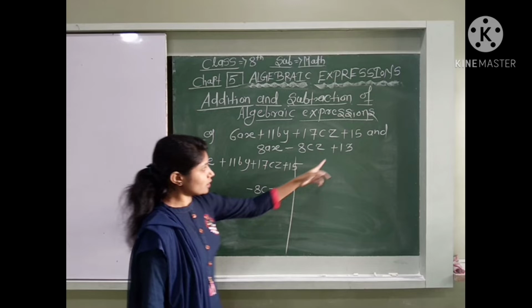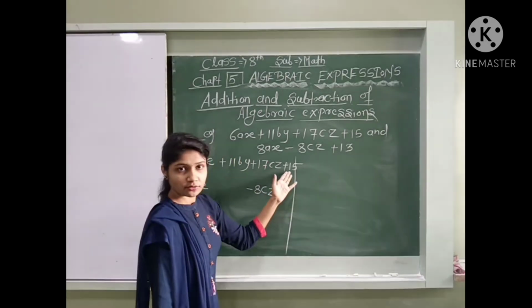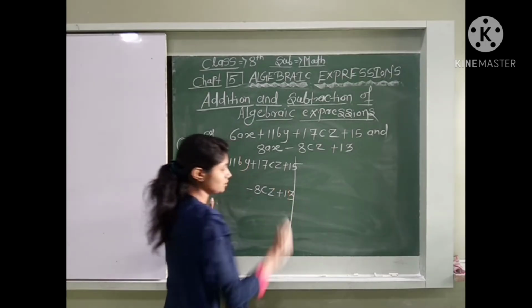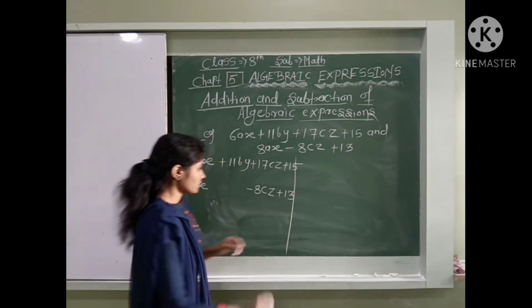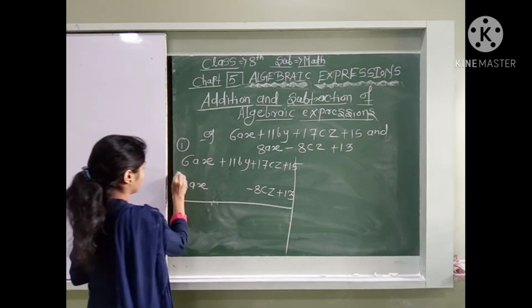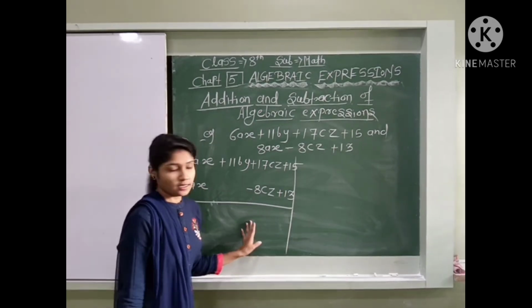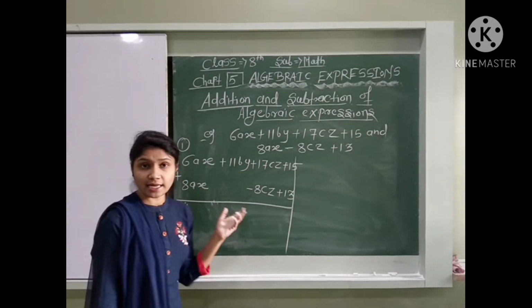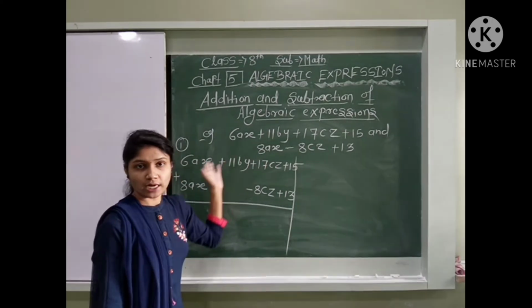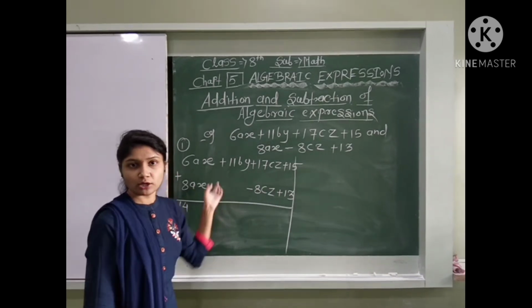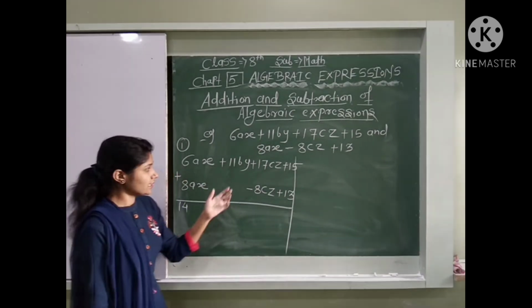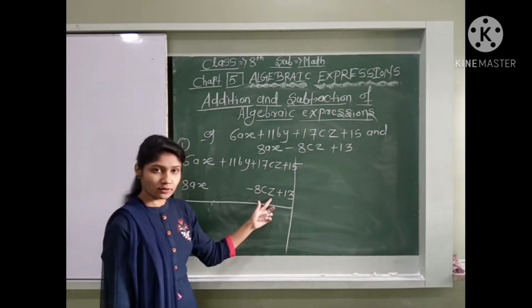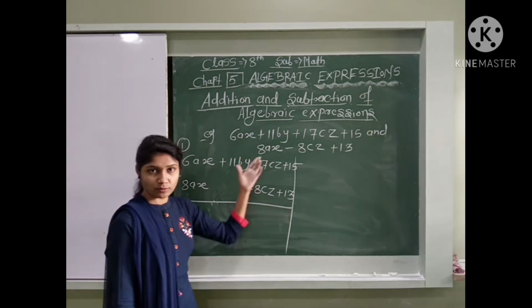Understand, students? Now the constants. In the first expression it is 15, in the second expression it is 30, so you have to mention them. Then give the signs and solve. First write down the first expression. Then the second expression: 8ax goes below its like term 6ax, minus 8cz goes below 17cz, and 15 plus 30, row wise.